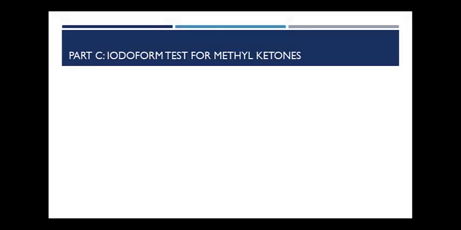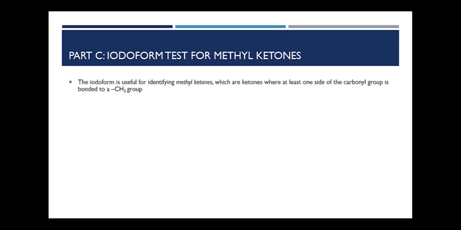So let's talk about the iodoform test. It is specific for identifying not just ketones, but only a certain type of ketone called a methyl ketone. A methyl ketone has at least one side of the carbonyl group occupied by a methyl group. So let's see what I mean by that. Here are 3 different compounds with carbonyl groups. Carbonyl again means carbon double bonded to oxygen.